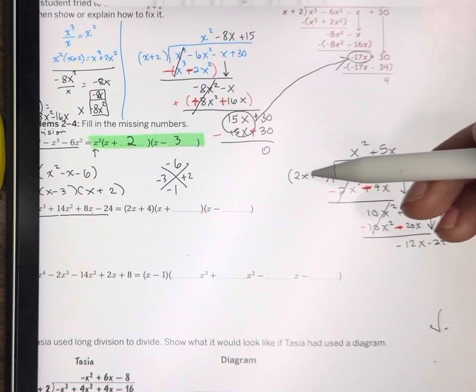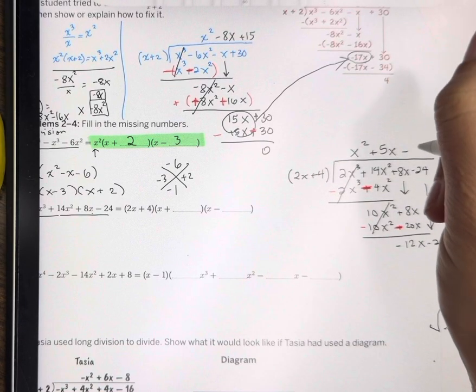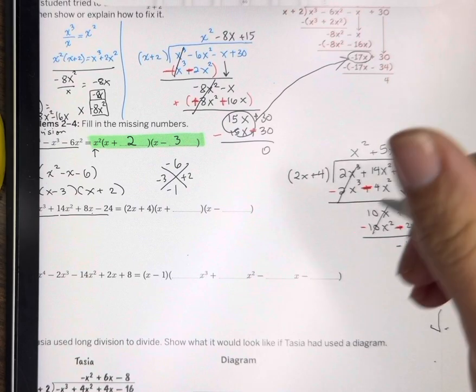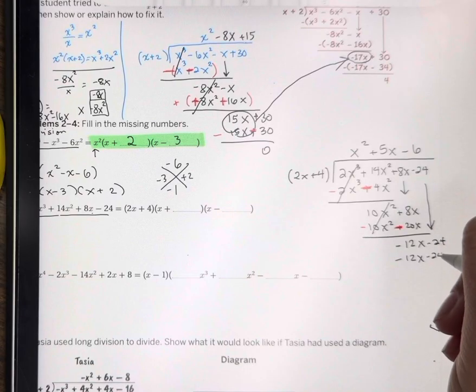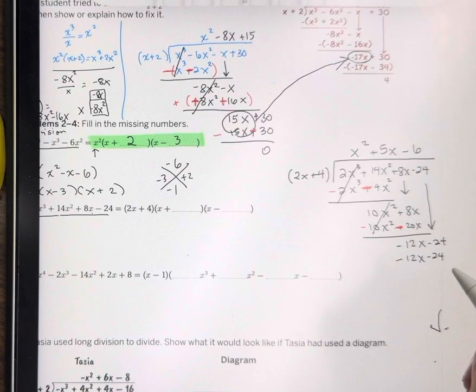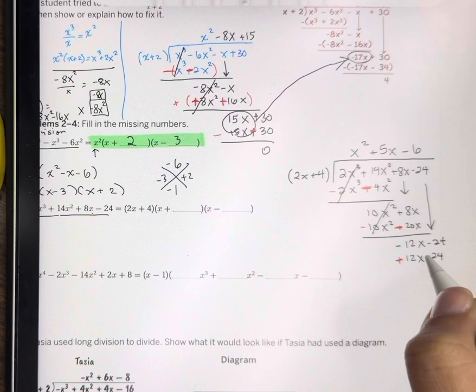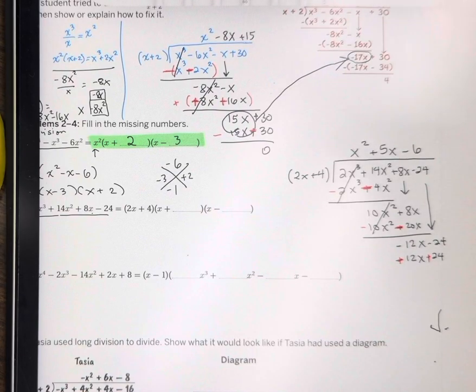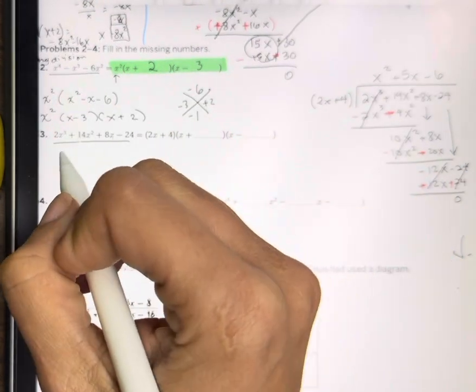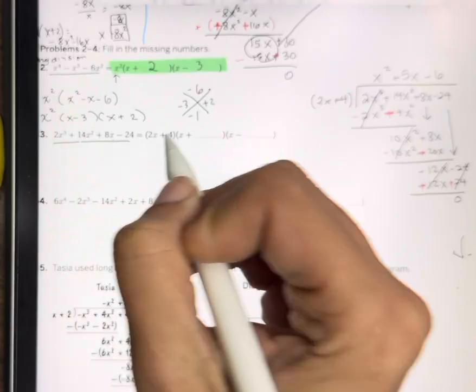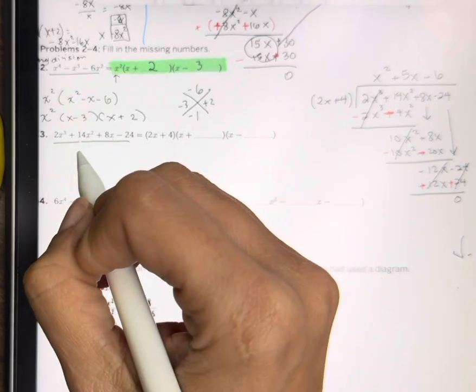So what do I need to multiply 2x by to get negative 12x? That's a negative 6. Negative 6 times this is negative 12x minus 24. So now I subtract by changing everybody's sign. This cancels, and this cancels, and I have no remainder. Okay, so what does that mean? That means that this factors into 2x plus 4 and x squared plus 5x minus 6.